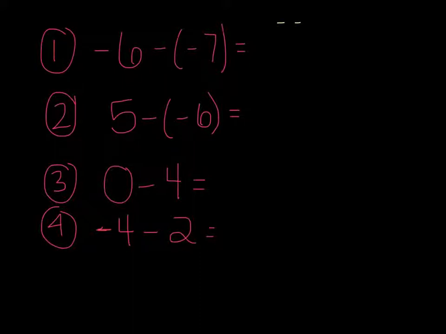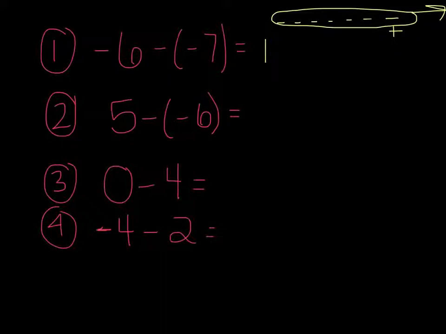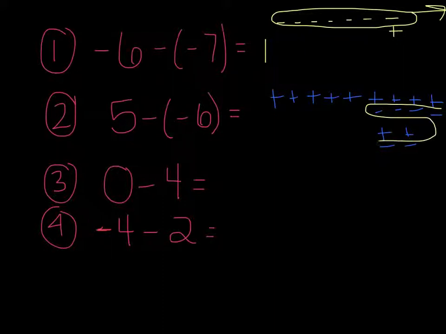So for number 1, I've got 6 negatives, and I'm taking away 7 negatives. I didn't have enough, so I added a neutral field. And take that away, and I'm left with 1 positive. For number 2, I've got 5 minus negative 6. Again, I don't have it, so I'm adding 6 0 pairs. And now I can remove these 6 negatives. Kind of messy there. And then count up what's left, and you'll get 11.